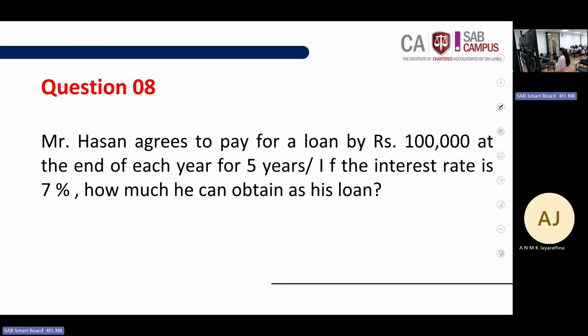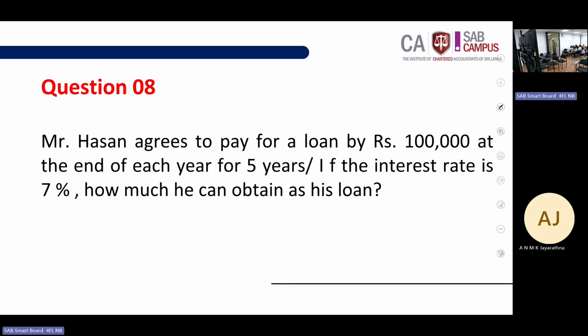Okay, you got question number 8. Read question number 8. Very simple, if you have identified the rationale behind this. Mr. Hassan agrees to pay for a loan 100,000 at the end of each year, for how many years? For 5 years.